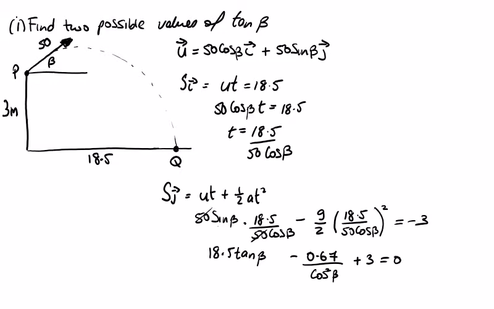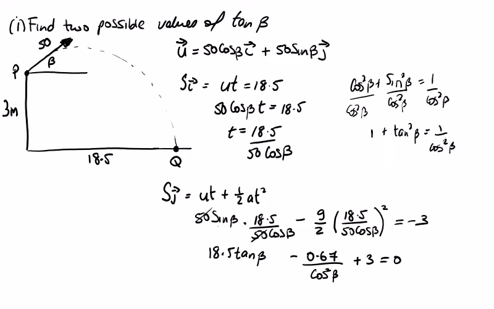So your 1 over cos squared, we've done this before in a previous video, so cos squared beta plus sine squared beta is equal to 1. We want 1 over cos squared, so there's my 1 over cos squared. So divide everything by cos squared beta, and we're going to get 1 plus tan squared beta is equal to 1 over cos squared beta. So we're going to end up with 18.5 tan beta minus 0.67 over tan squared beta plus 3 is equal to 0.